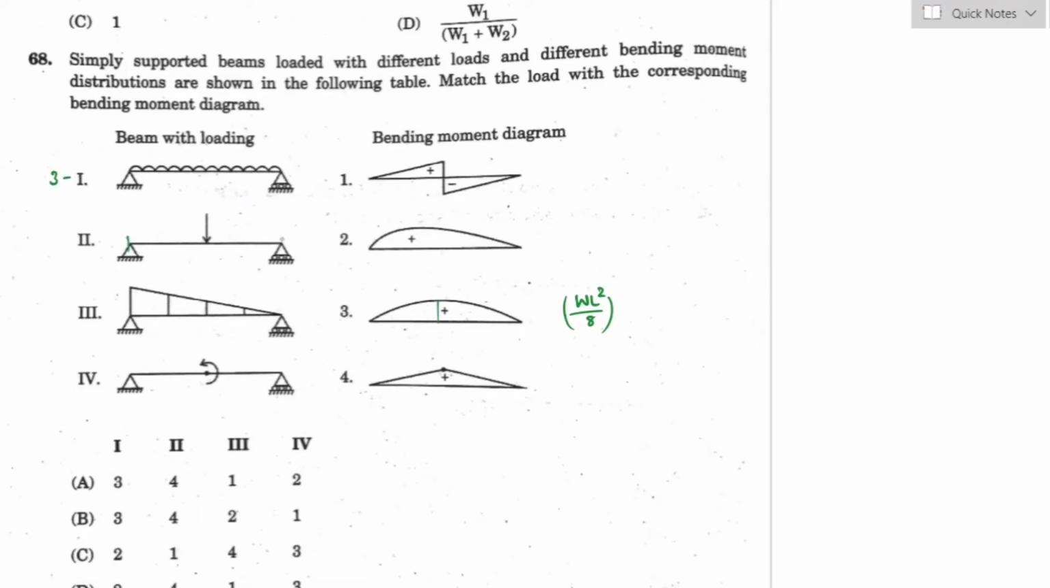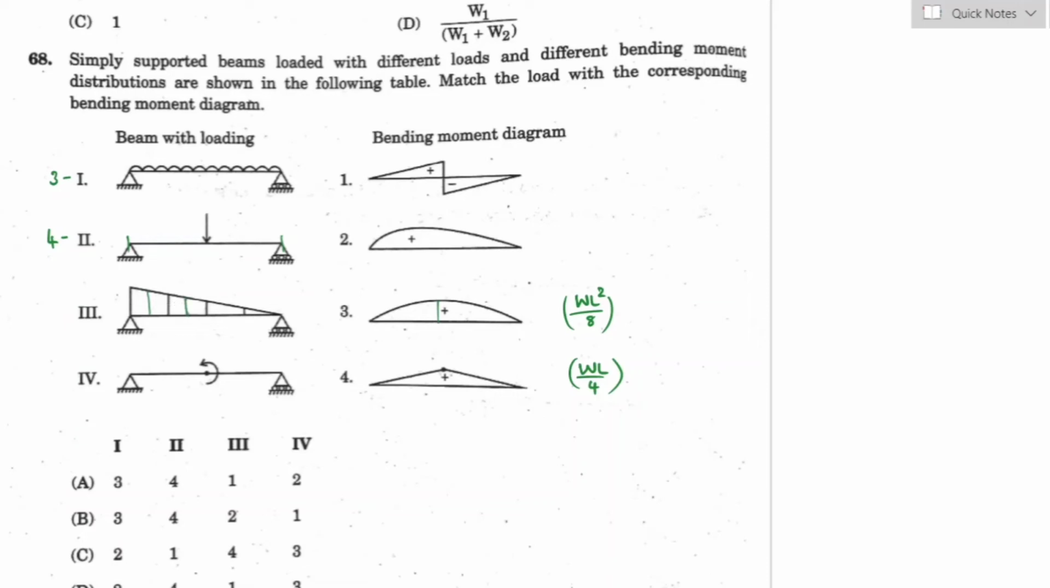For the second case, it is a simply supported beam with a central concentrated load at mid of the simply supported beam. For this case, the corresponding bending moment diagram will be in triangular shape with a maximum bending moment of WL by 4. So for the second case, it is 4.